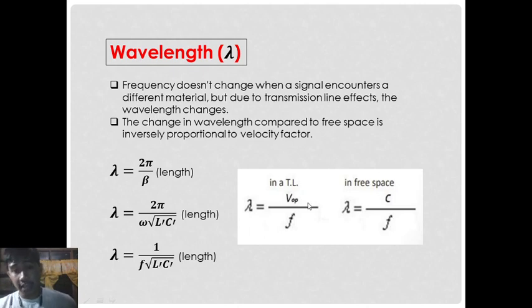In a transmission line, the wavelength is equal to the velocity of propagation over frequency, while in free space or in a vacuum, the wavelength is equal to the speed of light over frequency.